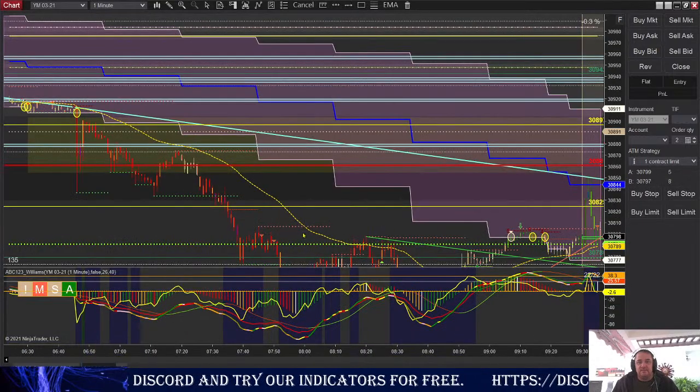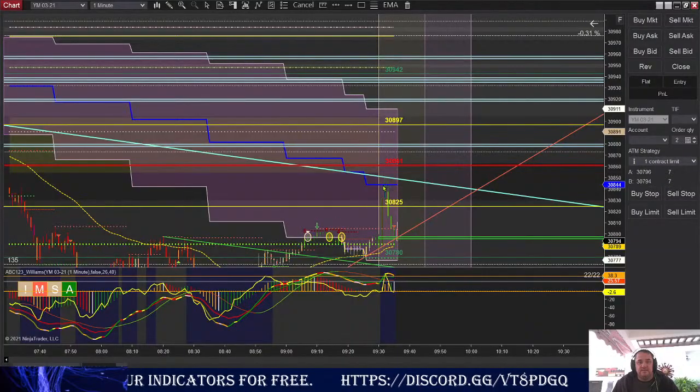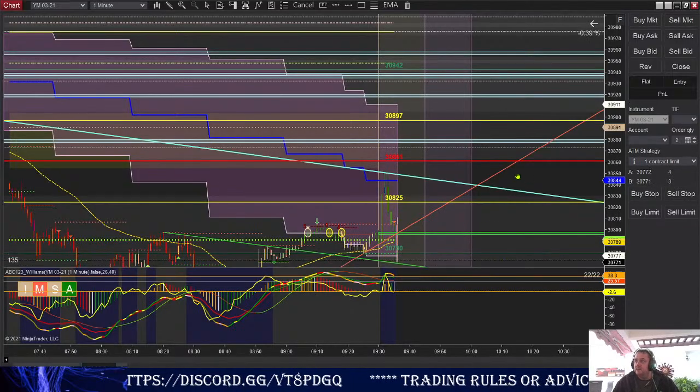And lastly, where are we in the cloud? On the 1 minute on the YM, literally touched the center of the baseline and it's trying to break out. We're right at market open price again. Okay.